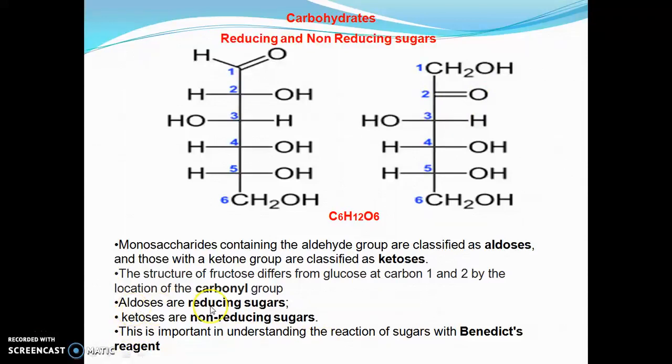Aldoses are reducing sugars while ketoses are non-reducing sugars. This is important in understanding the reactions of sugars with Benedict's reagent. So in this unit or lesson, we saw what carbohydrates are and the first type of carbohydrates, which is called monosaccharides.